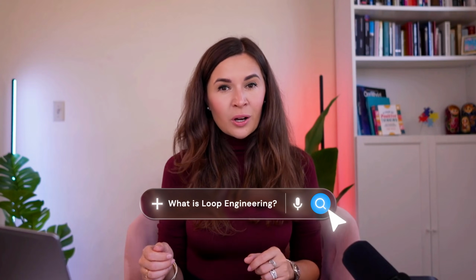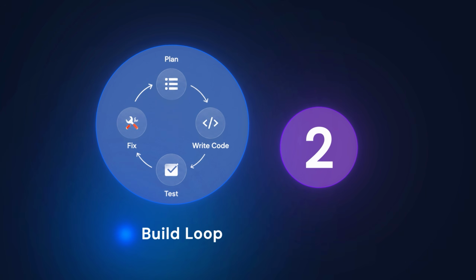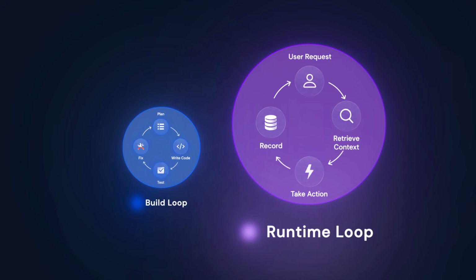Everyone is talking about loop engineering right now, but most diagrams stop when the code is generated. In a production AI application, there are actually two loops. The build loop is the one that everyone shows. An agent plans, writes code, tests it, fixes what failed, and goes around again. The runtime loop is the one that your company actually depends on.